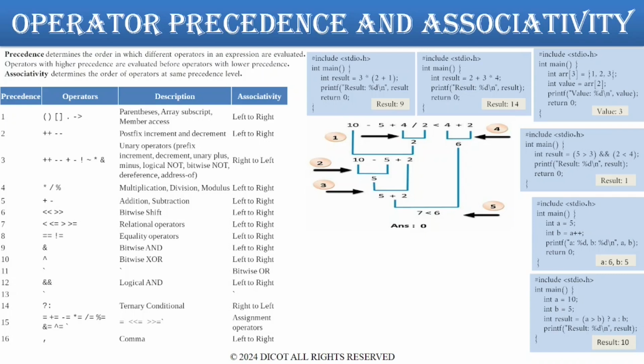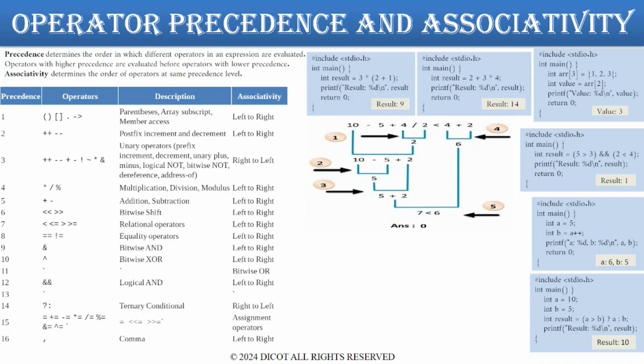Next, we have operators minus, plus, less than, plus. Plus and minus have the same precedence, and the associativity is from left to right. So minus gets the highest priority. So 10 minus 5 is evaluated. We get 5. And then once again, 5 is added with 2 to get 7. Because minus is leftmost, the next leftmost is plus. So we get 5 plus 2, 7.